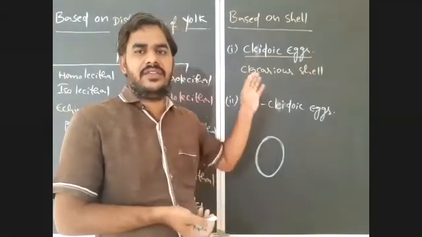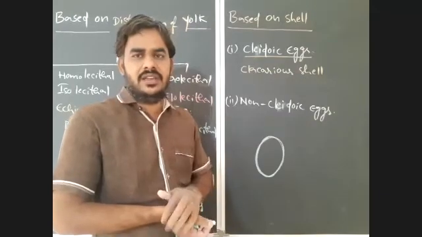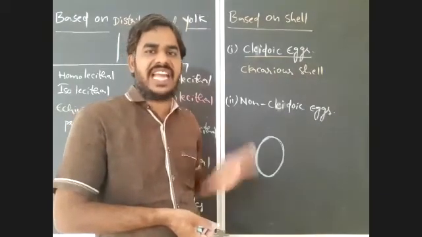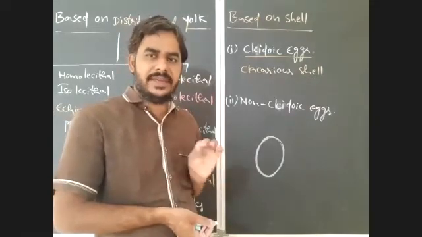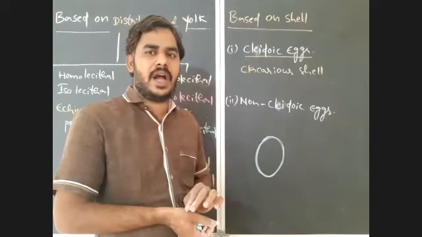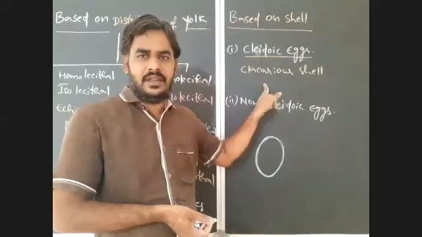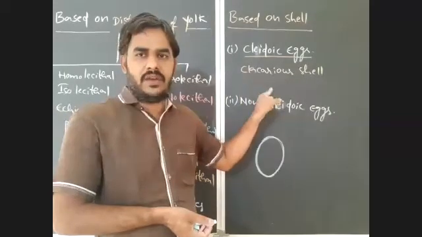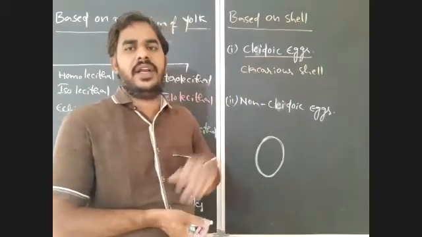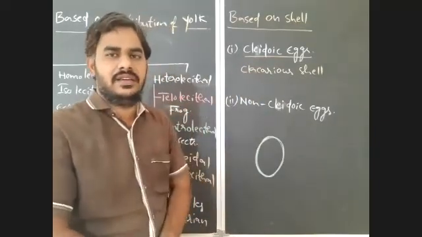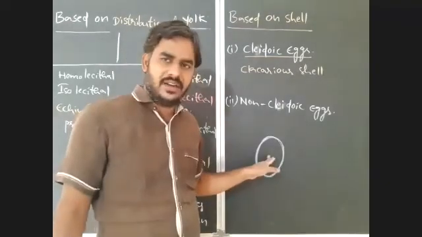So here I gave you calcareous shell. What does calcareous mean? The shell which is made up of calcium carbonate is known as calcareous shell. Calcareous shell. Is it clear? What is the use of this?